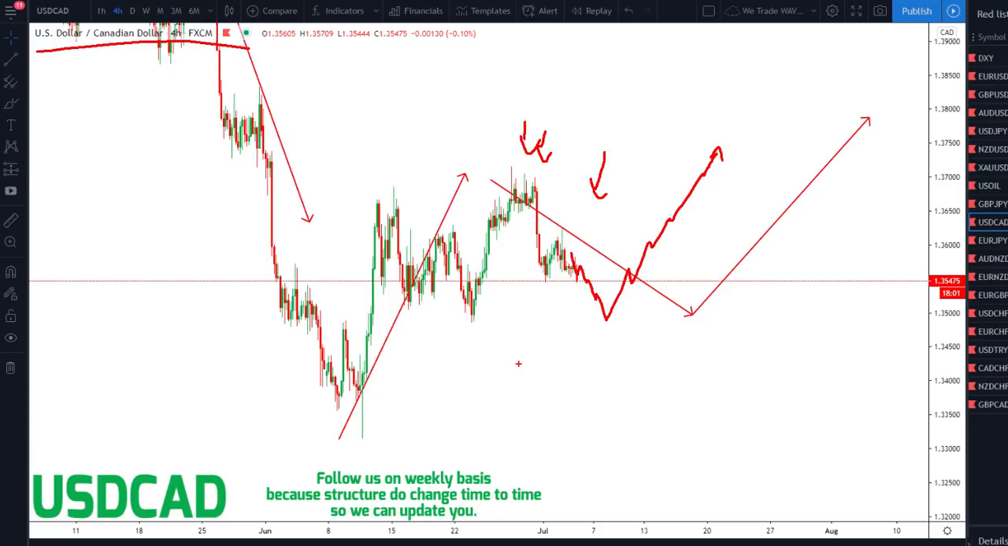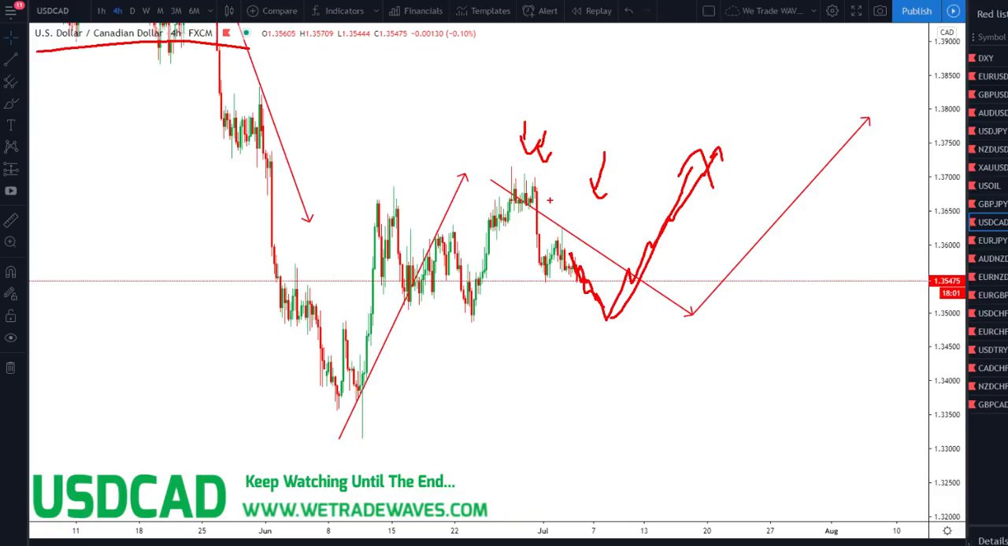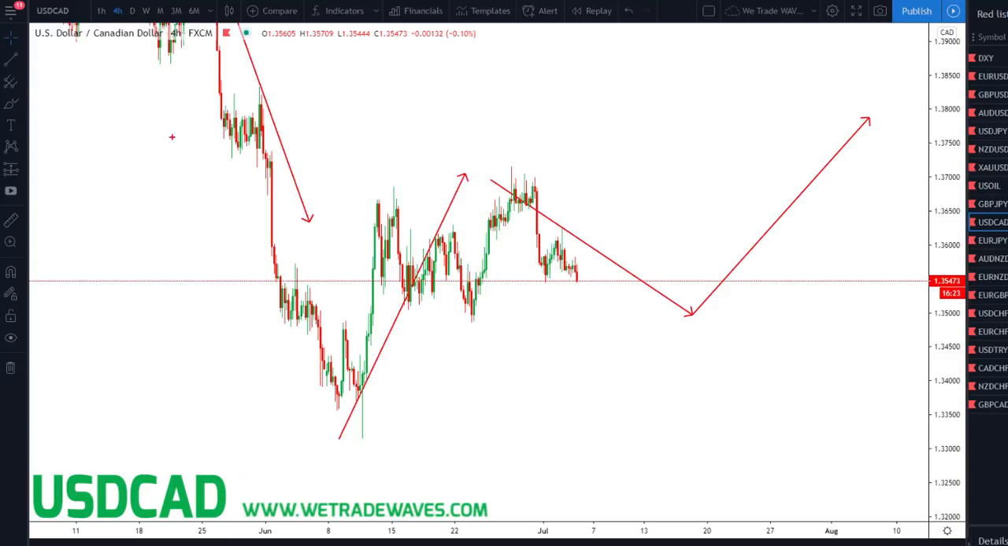This one, one more push down and then upside again. So if you are in the sell, you can take profits or move your stops. And those who are not in, wait for this down wave and then you can start to look for your buy setups. If you are following us, you should be in the sell and now in a risk-free trade. No matter what the market does, your worst case scenario should be break even.